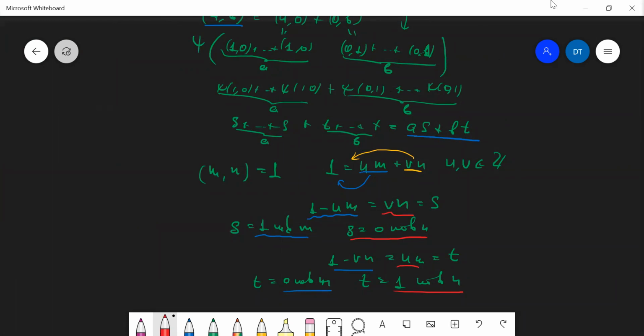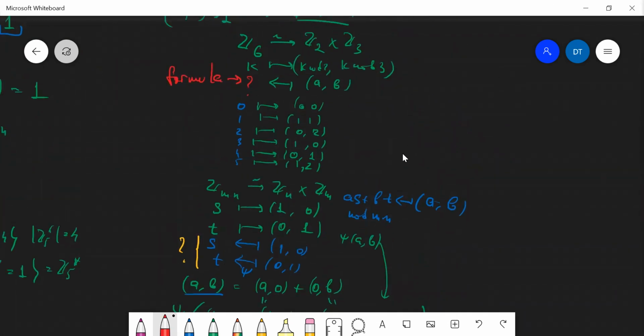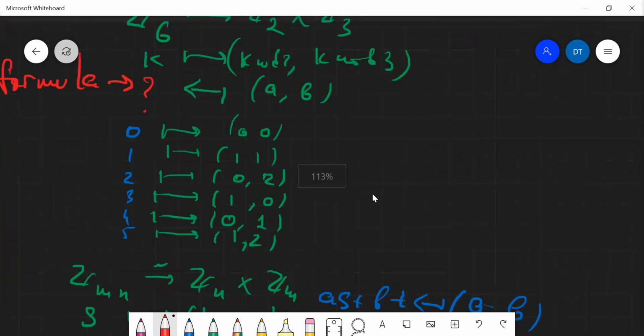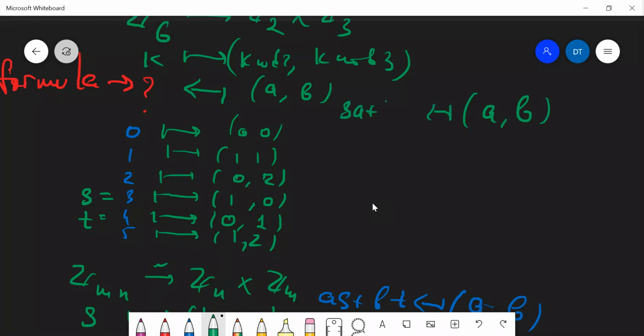No. Okay, so let's go back to our example with the 6. In this case, as you can see, s is equal to 3 and t is equal to 4. Here we know this because we have this list. So the inverse map is given by 3a plus 4b modulo 6. So this is how you get the inverse map.